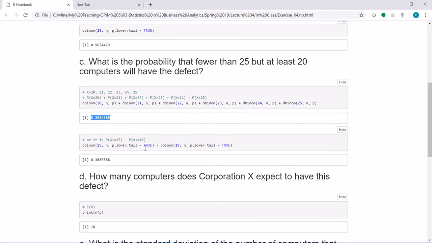This can be done faster using the pbinom function. So here we take the probability of X less than or equal to 25 minus the probability of X less than or equal to 19. So those are two pbinom functions, right? And this gives the same result.